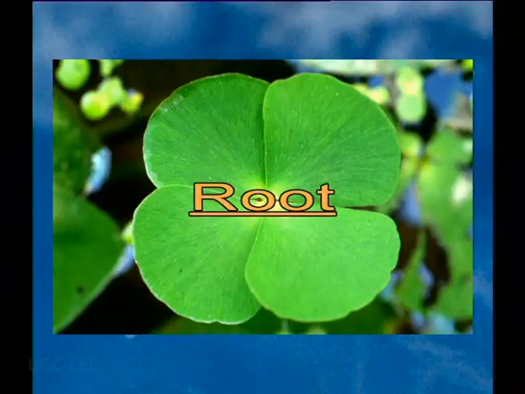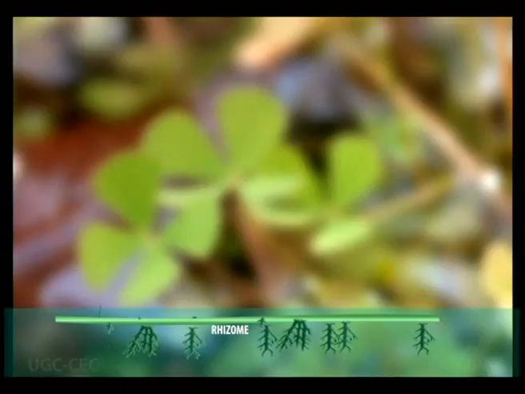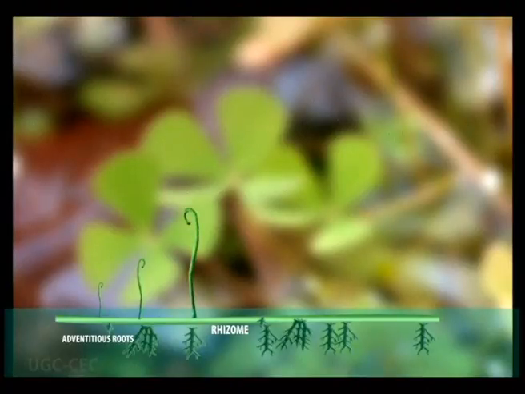Then we will discuss the root. The primary root formed on the stem is short-lived and is replaced by adventitious roots which arise gradually at the nodes on the underside of the stem.